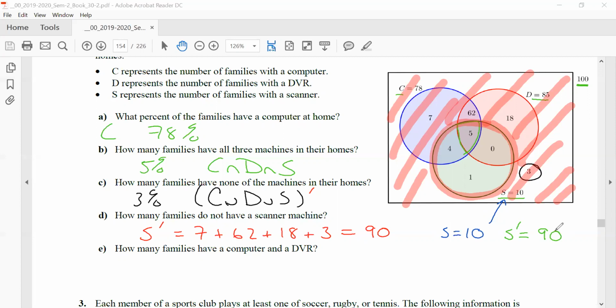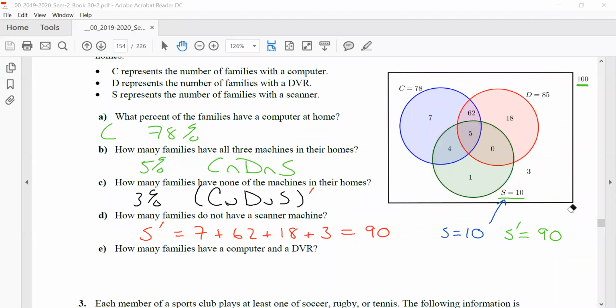One answer. How many families have a computer and a DVR? So computer and a DVR. Make sure that we're including the 5 there. So this would be computer and DVR. So that's 62 plus 5. Again, the people that have the 5 have all 3 devices, but they certainly have a computer and a DVR. They fit that condition. So we say 67.